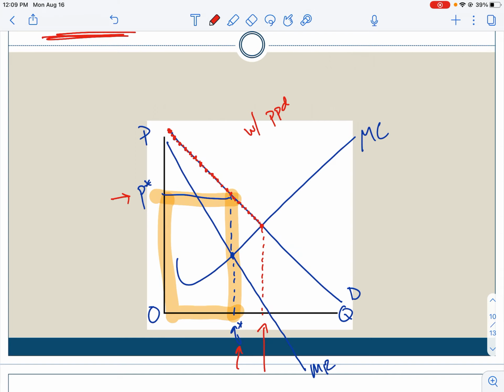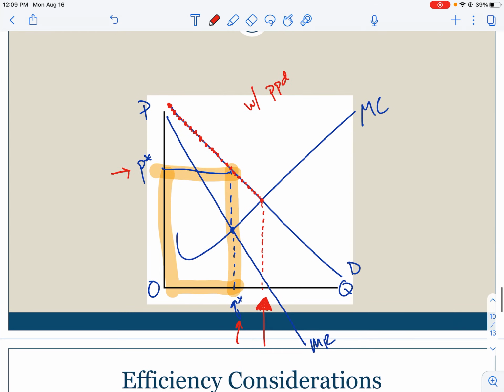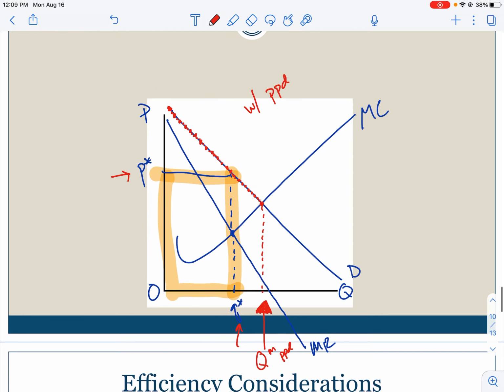So what does that mean? Even the monopolist, if they could perfectly price discriminate, would produce all the way out to here, which you may recall from the end of our discussion on monopoly is actually the competitive outcome. In a perfectly competitive marketplace, you would expect to get out here. So this is the quantity for the monopolist with perfect price discrimination, but that's also the quantity you would expect in a perfectly competitive market.